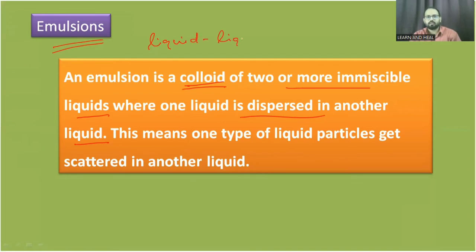But what is the peculiarity of that liquid in liquid? These both are immiscible liquids. Immiscible liquids will not mix with each other. So a combination of immiscible liquids is the emulsion. This means that one type of liquid particle gets scattered in another liquid.